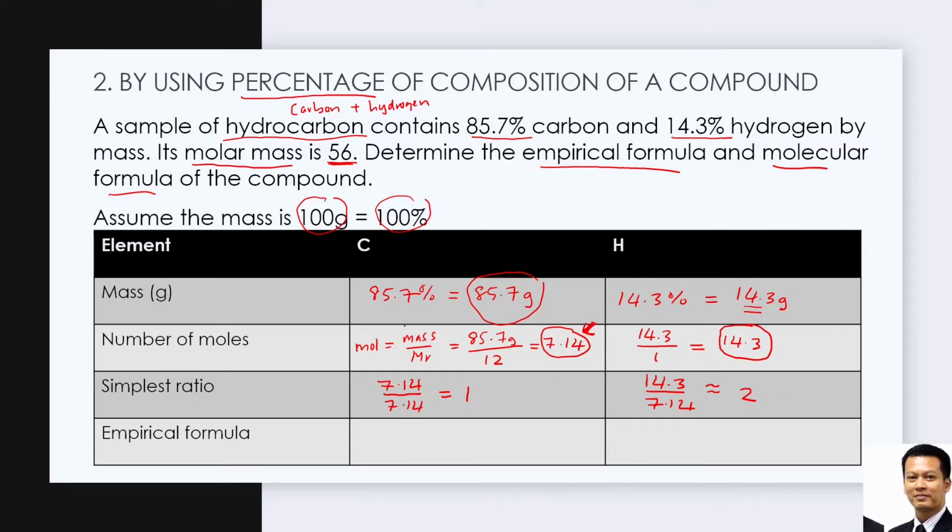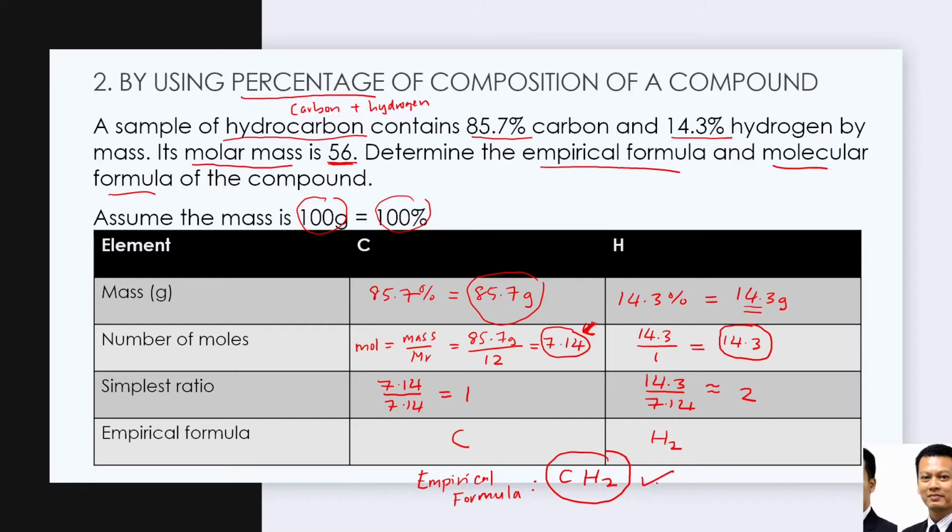Okay, so this one will become C1, C, and this one is H2. So the empirical formula is actually CH2. So that is the empirical formula. Always write down your final answer. Better if you write down: empirical formula is CH2. Okay, so you get the answer, CH2.